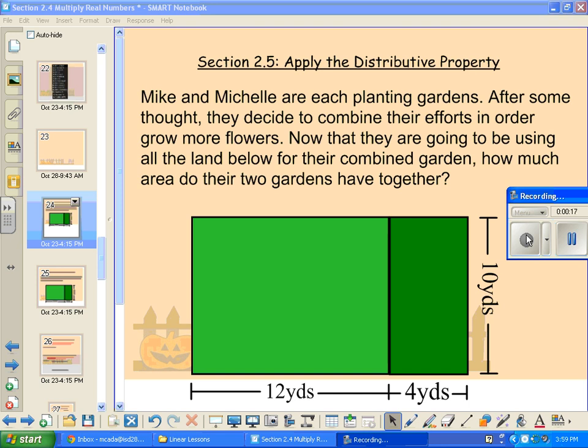I'm going to showcase how this works, or one situation we might use it, and how we can go from one expression to the other using the distributive property by talking about this word problem here to get us started. It says Mike and Michelle are each planting gardens. After some thought, they decide to combine their efforts in order to grow more flowers. Now that they're going to be using all of the land below for their combined garden, how much area do the two gardens have together?